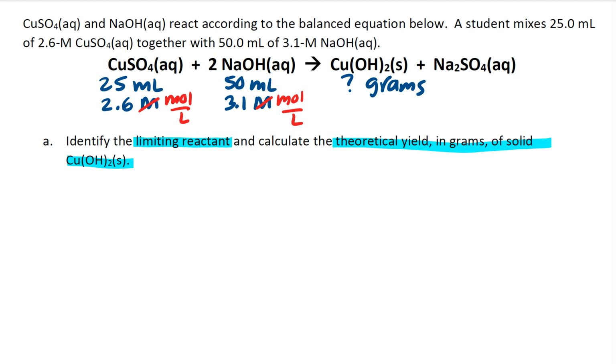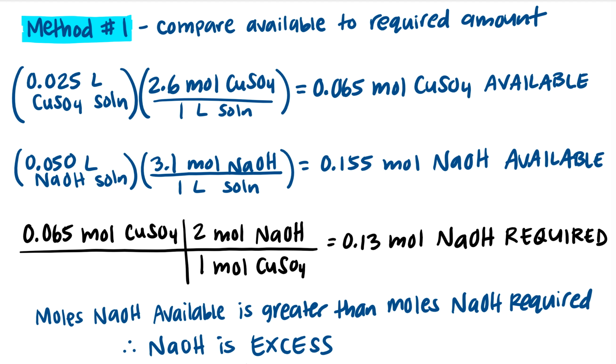So in determining the limiting reactant and theoretical yield, you have two methods, two approaches. So real quickly, I will show you both. And again, it doesn't matter which one you pick. It just matters you know what you're doing and you are able to show all of your work and we're able to follow that work. Method 1 involves comparing the available to the required amount.